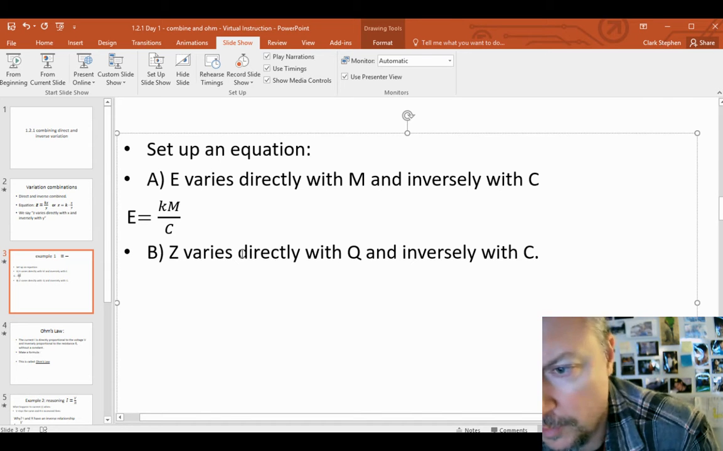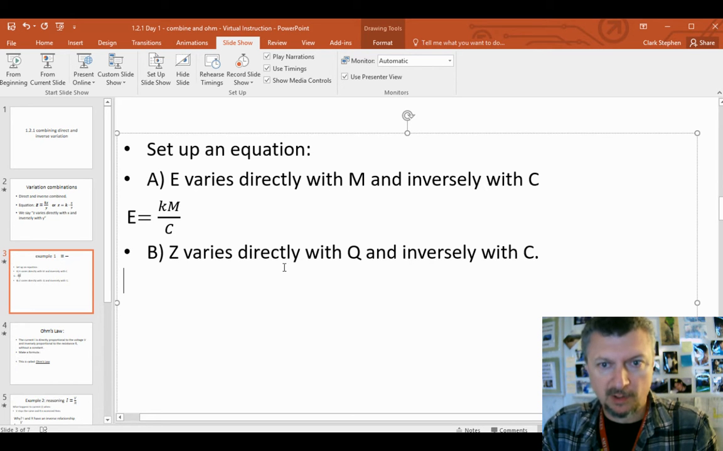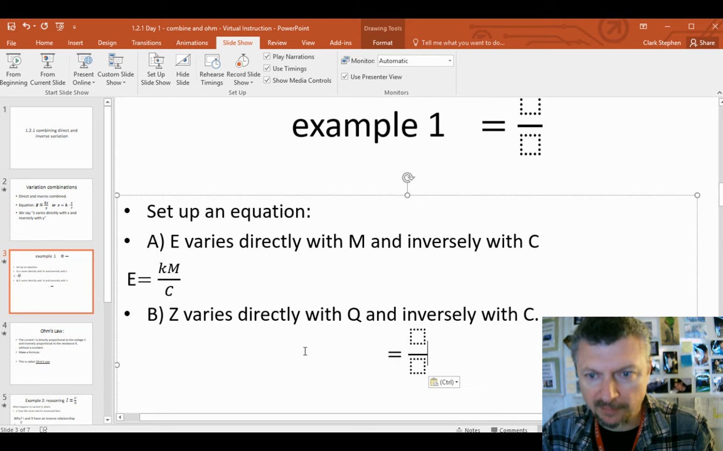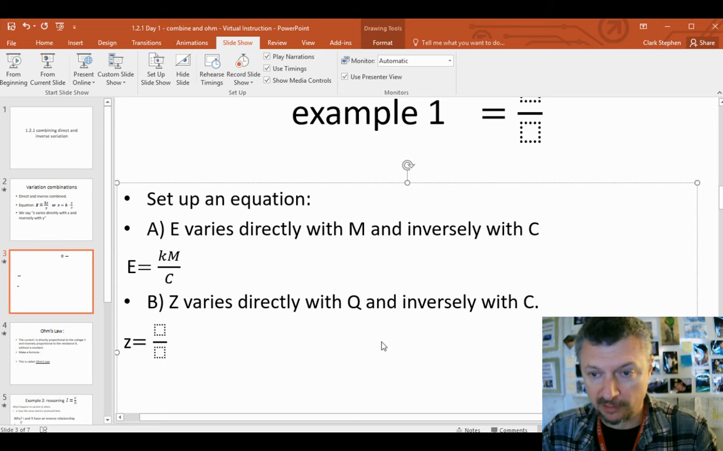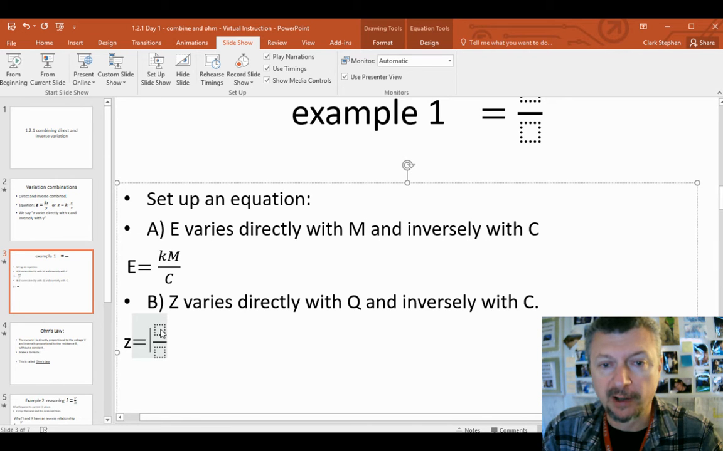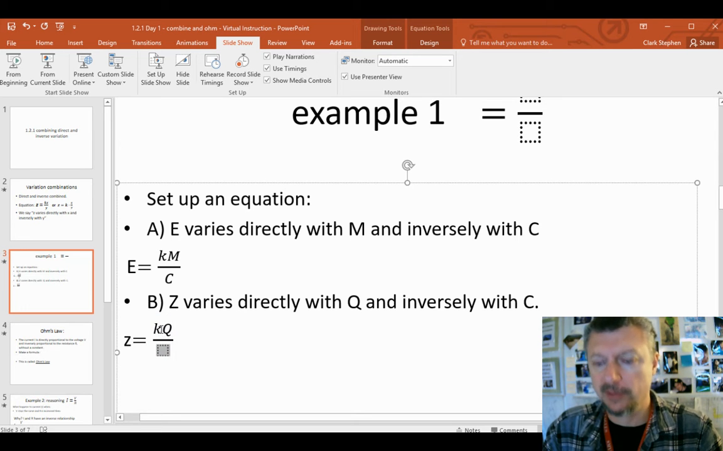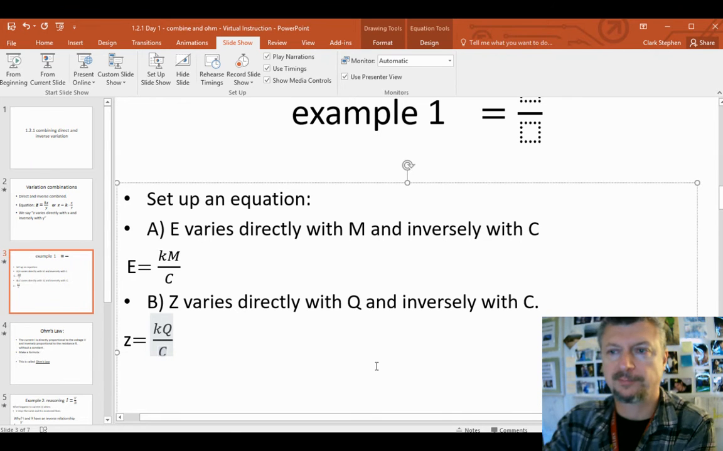All right. See if you can get the next one. So try that. Pause your video if you need to. I'm going to write it down now. Let me get my little template here again. Okay, so it's going to be Z, varies directly with Q, so that's on top of the fraction. I'm going to put my K on top of the fraction. Directly with Q, K times Q, and inversely with C. C's on the bottom of the fraction. That's how you write these.